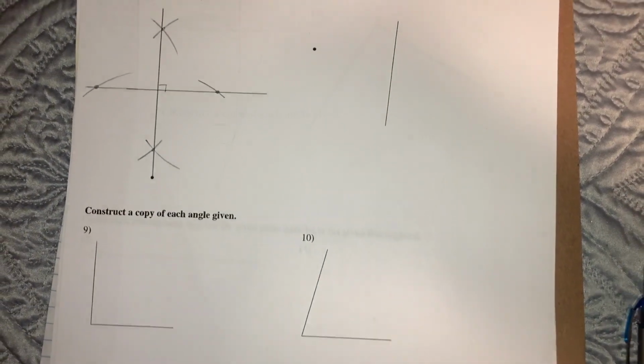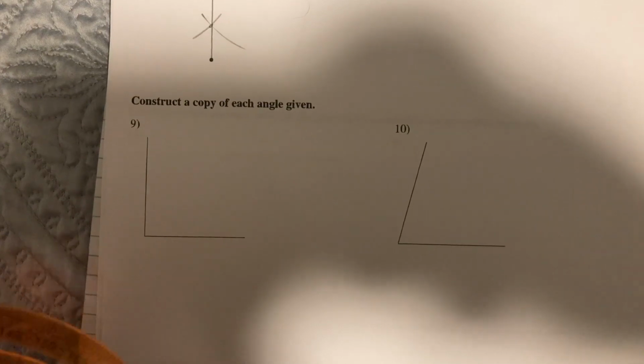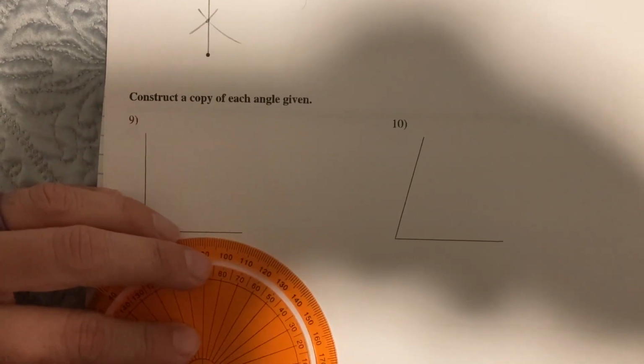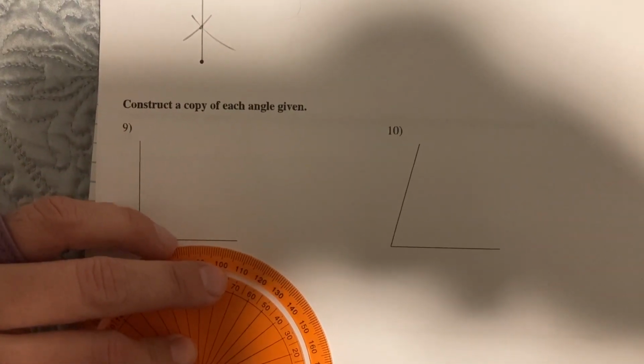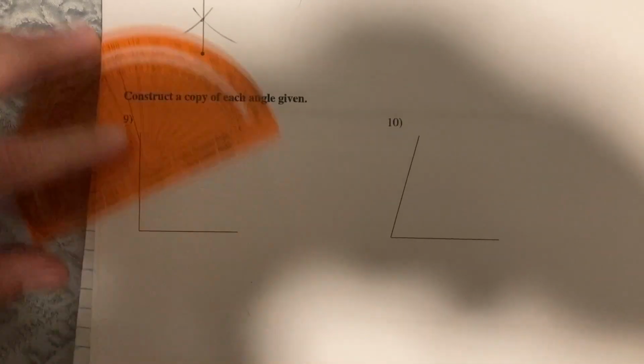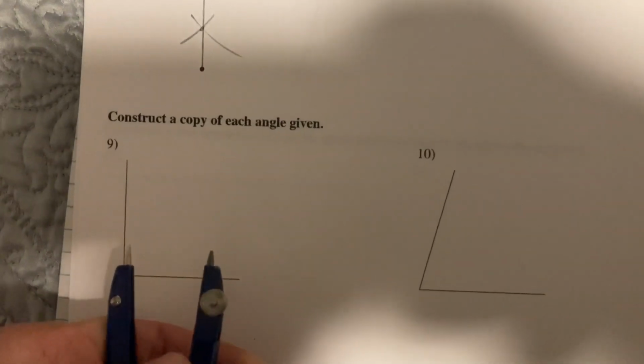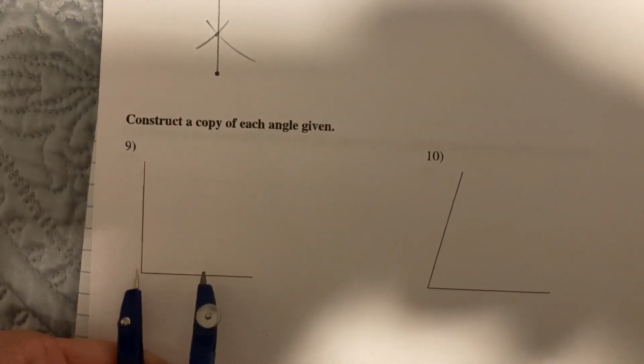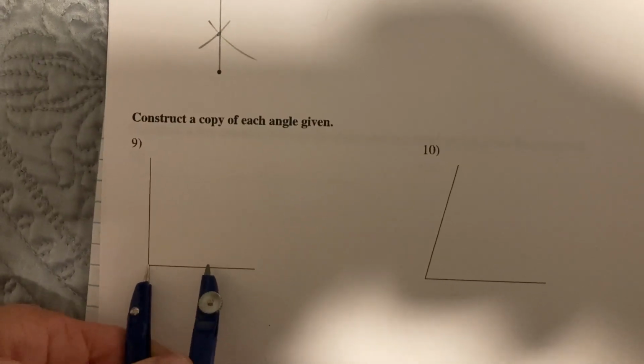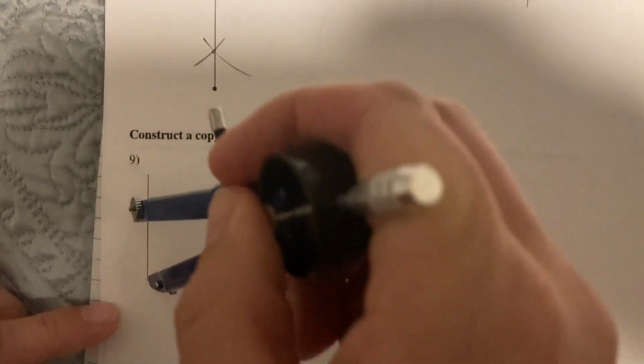Construct a copy of each angle given. So the first thing we're going to do is we're going to take our straight edge and draw a line segment. The next thing we're going to do is I'm going to make my compass small enough so that it goes through both rays of this angle.